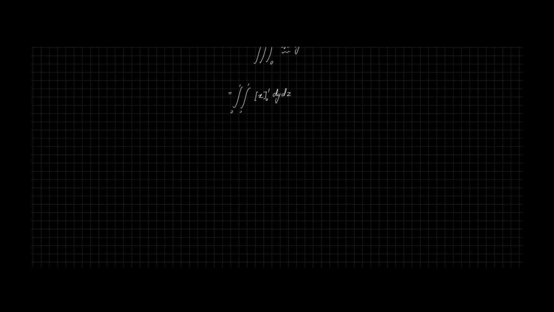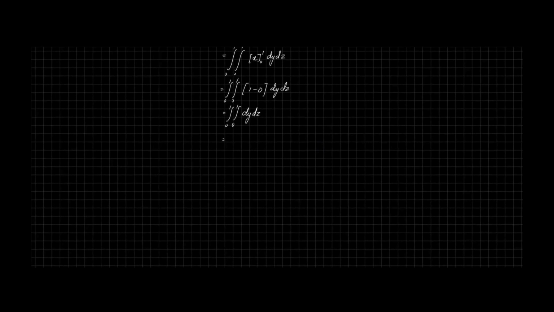First, we integrate with respect to x, and we have the integral of 1 times dx is x, and expanding that you get 1 minus 0 dy dz. You again wind up with that. The integral from 0 to 1 of dy is again y from 0 to 1 dz. You have 1 minus 0 dz.